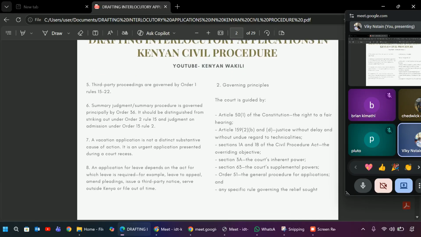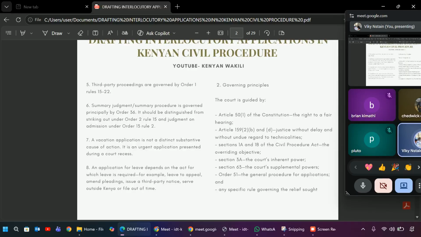I have said it is engaging, feel free. We'll also discuss third party proceedings that are governed by Order 1, Rules 15 to 22. Summary judgment is governed by Order 36, and it should be distinguished from striking out under Order 2 Rule 15 and judgment on admission under Order 13 Rule 2.